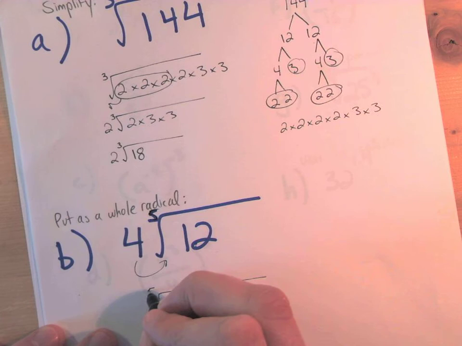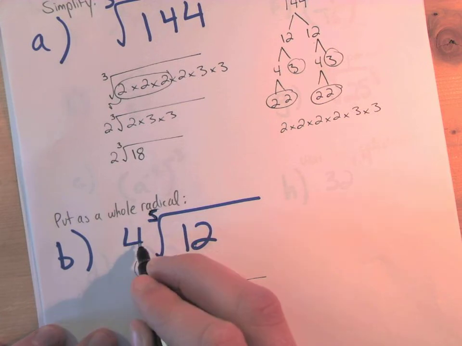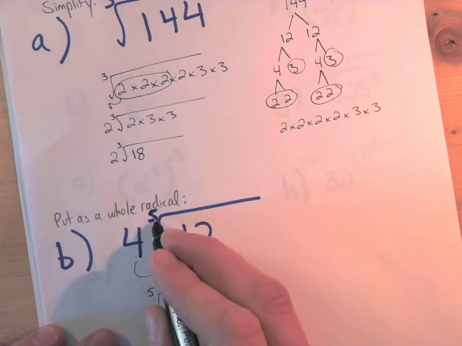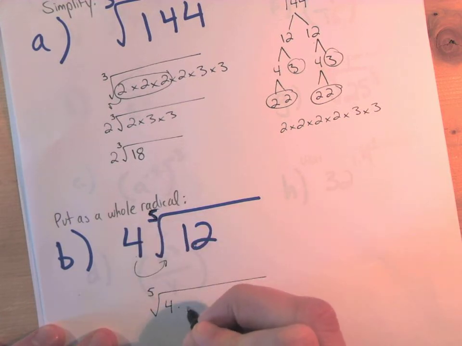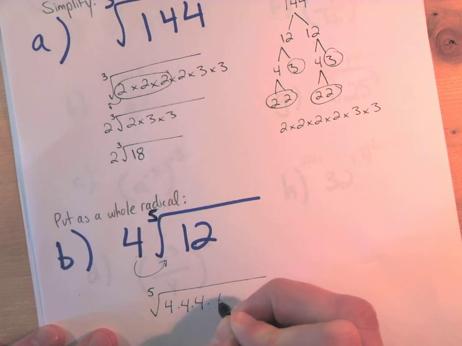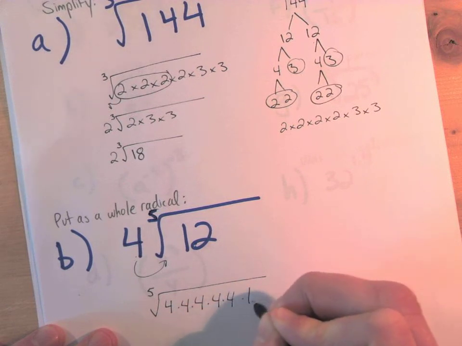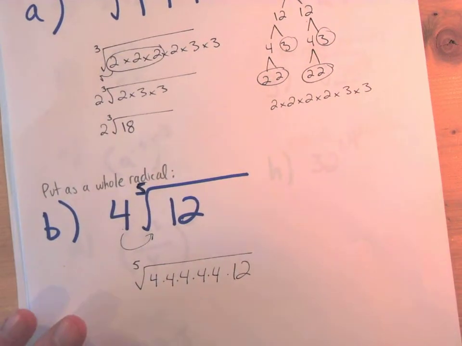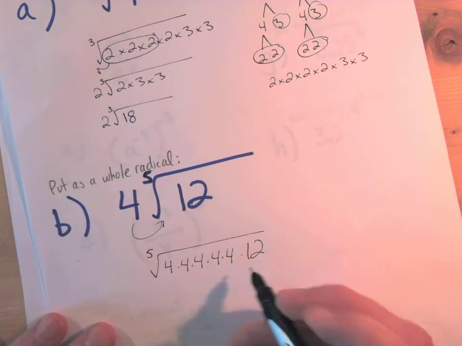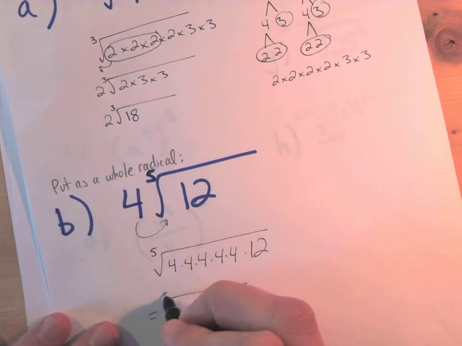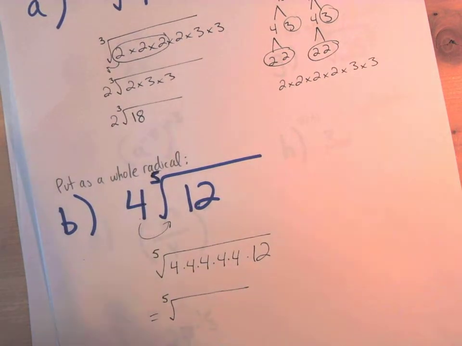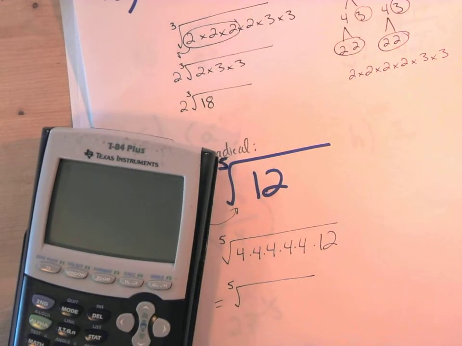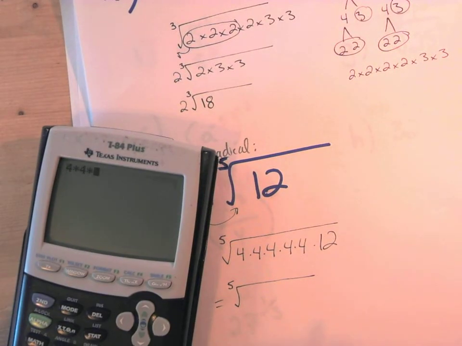So if we want to do that, that means we have to make one 4 into 5 4s. So 4 times 4 times 4 times 4 times 4. And then we still have that 12, so we need that in there as well. So that's pretty much our answer there. We just have to use the calculator to bring it into the big form. So we can go 4 times 4 times 4 times 4 times 4 times 12.